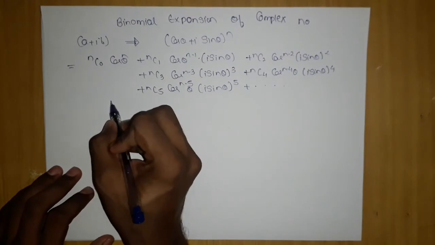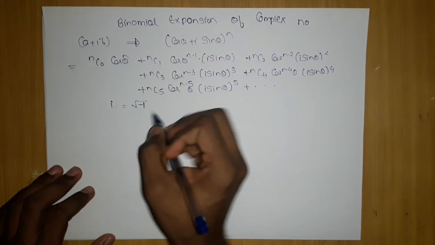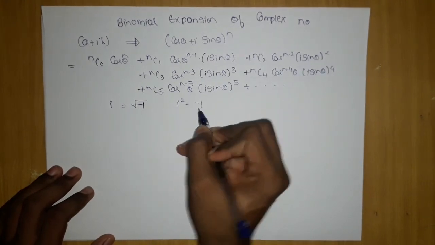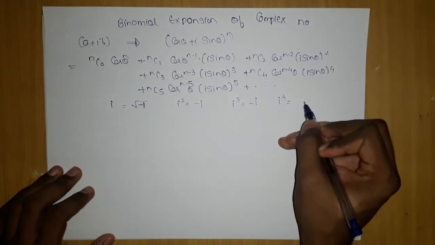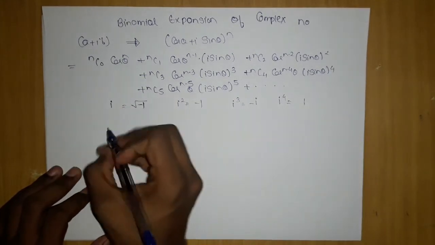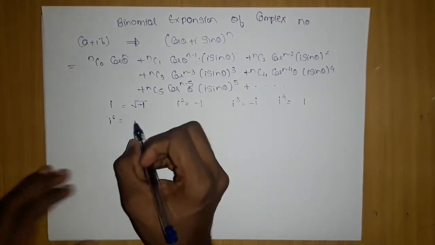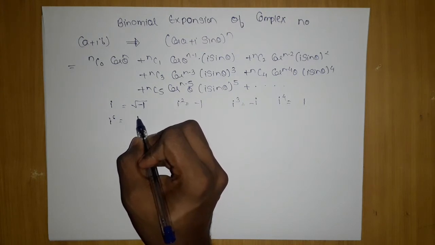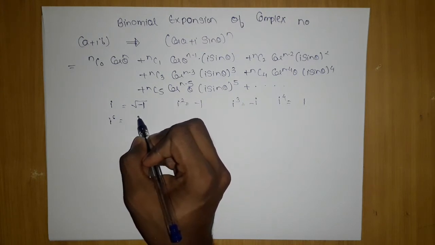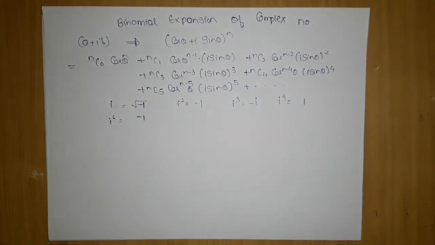Now you should know iota is nothing but under root minus 1. We have used this information many times. Iota square will be nothing but minus 1, iota cube will be nothing but minus iota, and iota power 4 will give me 1, while iota power 6 you can write as iota power 4 into iota square. Iota power 4 is what? 1, and iota square is nothing but minus 1. So in this way you can get all the iota powers.